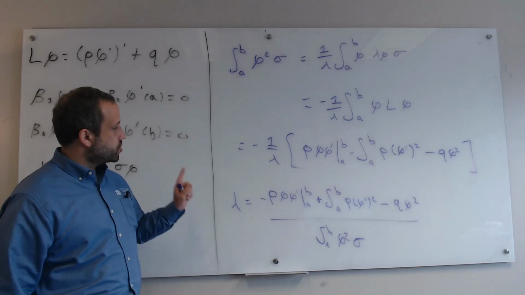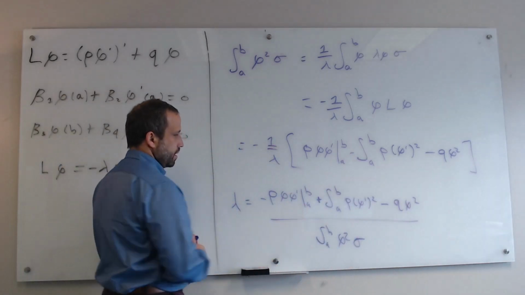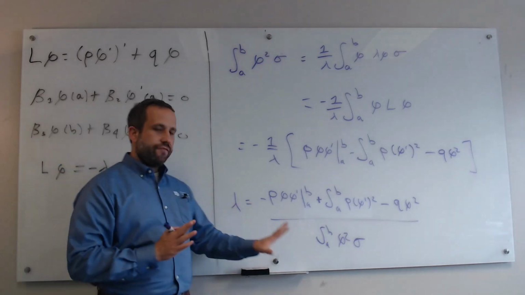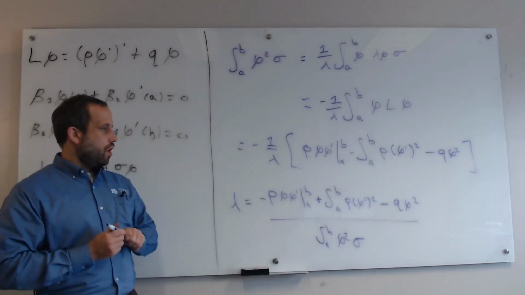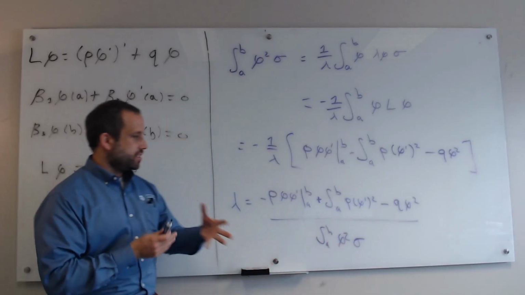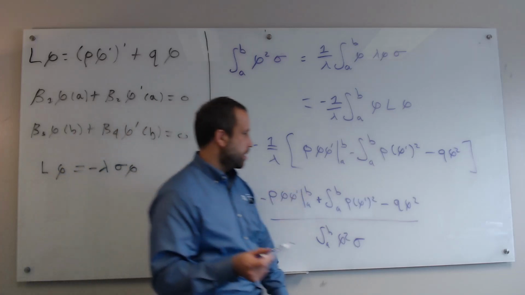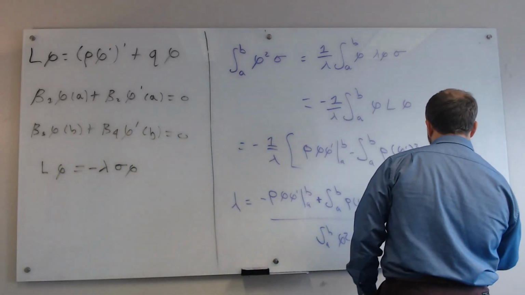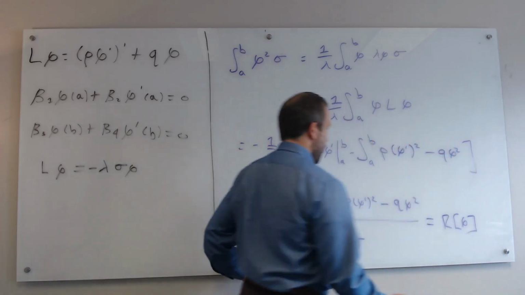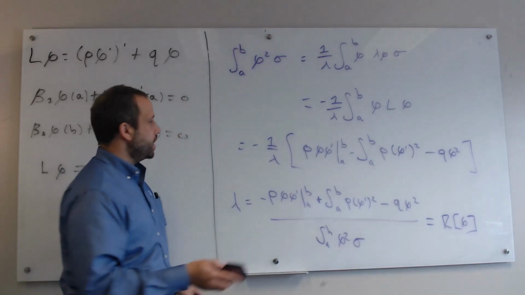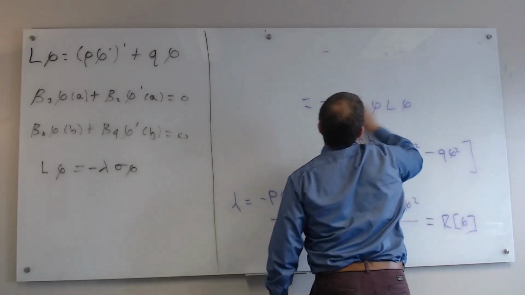But what is true is that this quantity right here on the right-hand side of lambda, if phi is an eigenfunction, then this quantity is equal to the corresponding eigenvalue. But phi doesn't have to be an eigenfunction for us to compute this. So I'm going to call this R, and then use brackets, R bracket phi. This is something called the Rayleigh quotient. And I'm going to mention something about the Rayleigh quotient now.